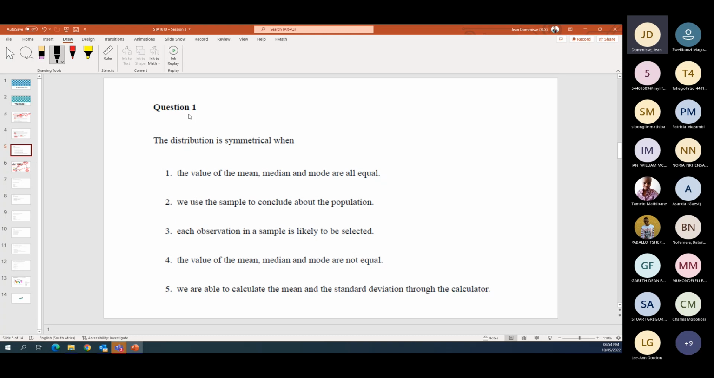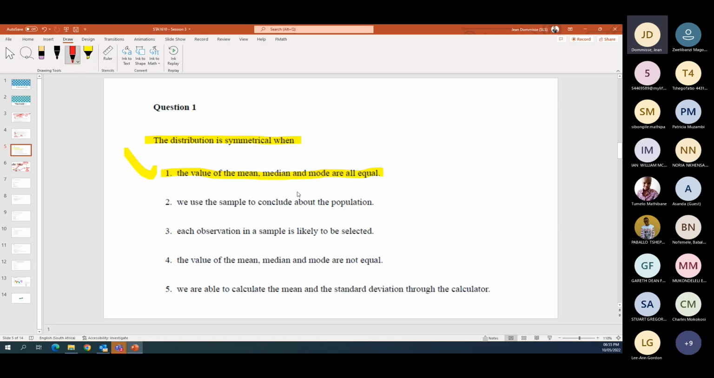So let's just look at these options and what we need to find out. They tell us the distribution is symmetrical when. Okay, so symmetrical is when the mean, median, and mode are all equal. Okay, so that is when it is symmetrical. So we know option 1 is correct.